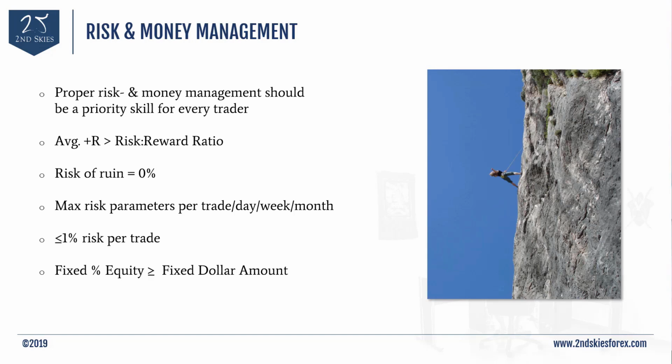Another important concept when it comes to risk and money management is max risk parameters. You should always have a set of parameters that is your guideline in terms of how much you can lose per trade, per day, per week, per month. You don't need to have all of those. You could just be fine with max risk per trade and max risk per month.